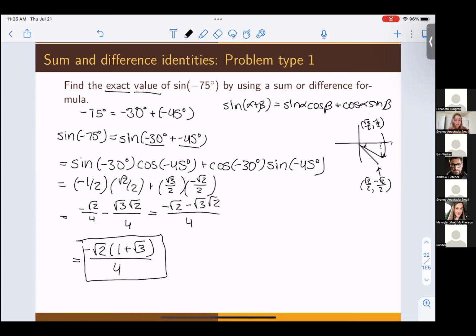Notice this is ugly, but it is exact. It is what the problem asked for. There are no decimals. There's no "oh, my answer is about 21.275." This is the exact answer in terms of square roots. So anytime you're doing your homework or exams, keep an eye out for terms like use a calculator or round versus find the exact. If you ever see the words find the exact value, I do not want a decimal. Leave it in terms of square roots.